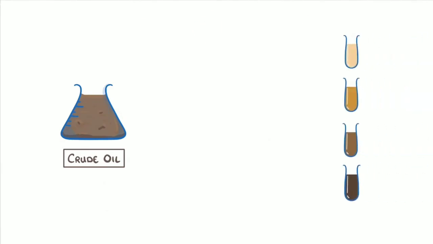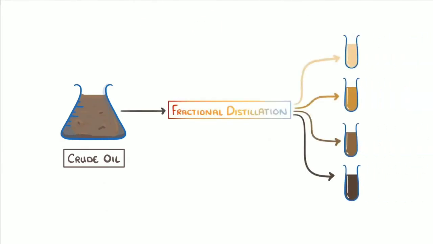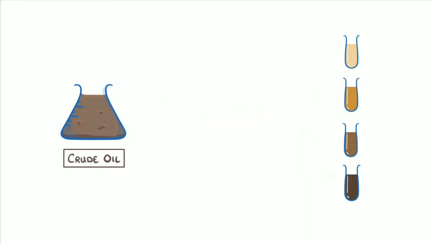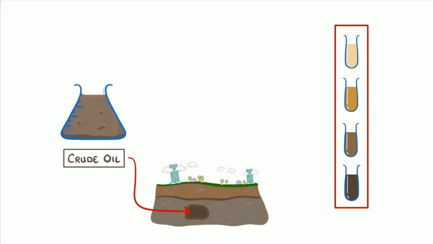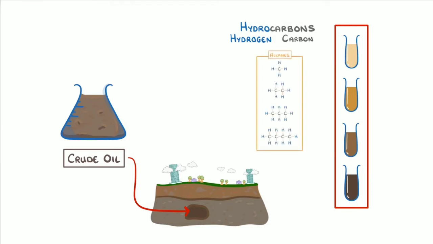Anyways, into its different components, using fractional distillation. Crude oil is a fossil fuel that we get from deep under the ground, and is basically a mixture of lots of different compounds. Nearly all of these compounds, though, are hydrocarbons, which contain only hydrogen and carbon. And the most common type of hydrocarbons are alkanes, which we covered in the last couple of videos.